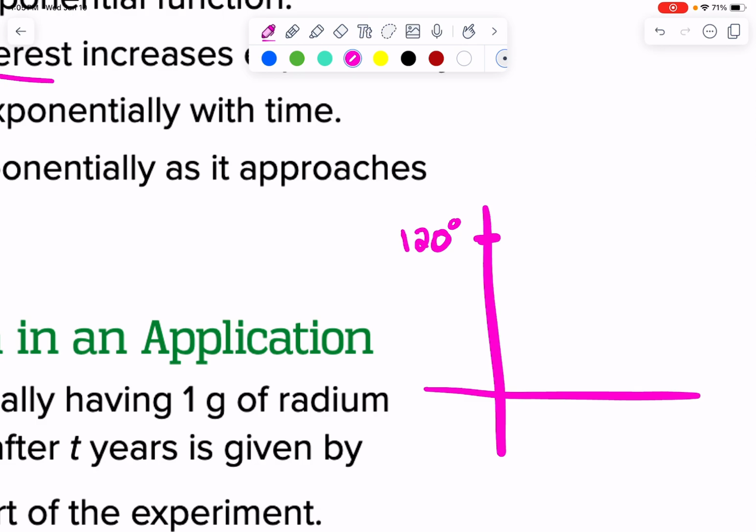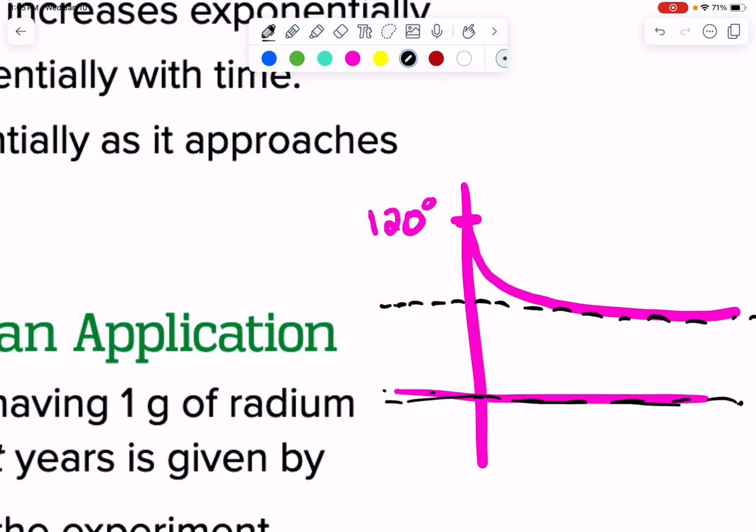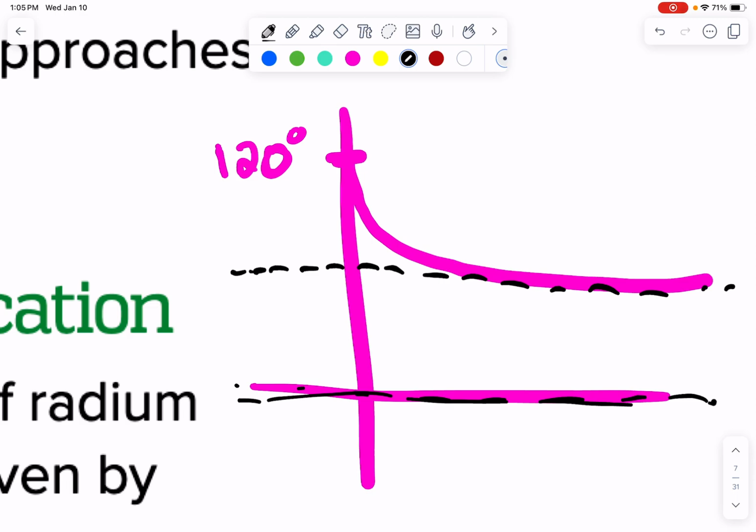120 degrees, and then it's going to do one of these, actually. And it's going to go like this. Now, what's interesting, though, is that for a cup of coffee, your horizontal asymptote is not going to be 0. It's going to be up here at what they call the ambient temperature, which is the temperature of the room.